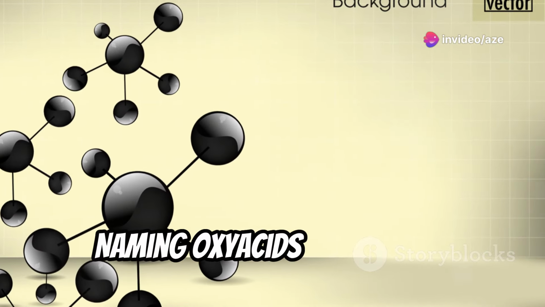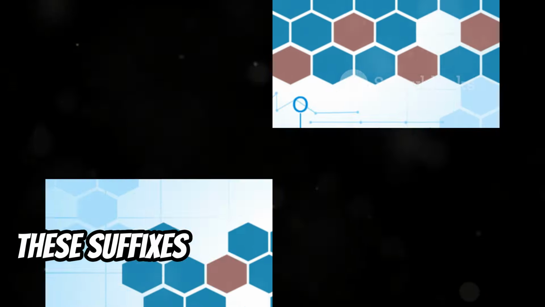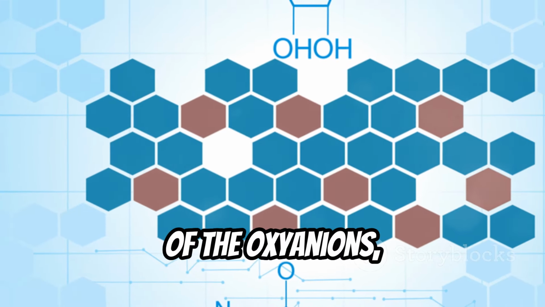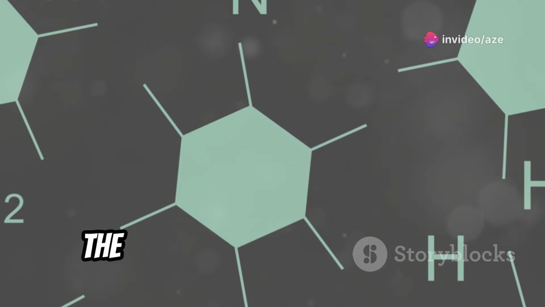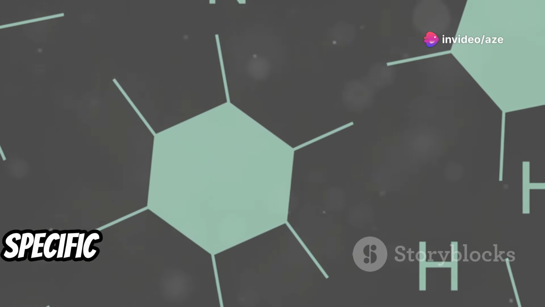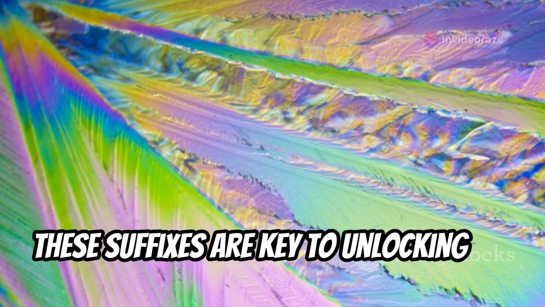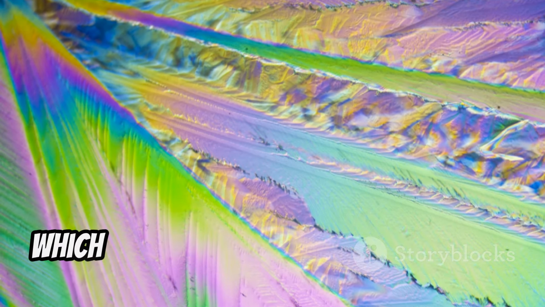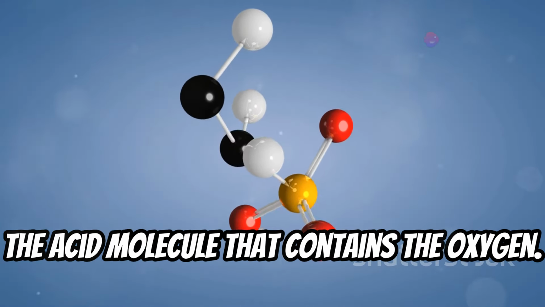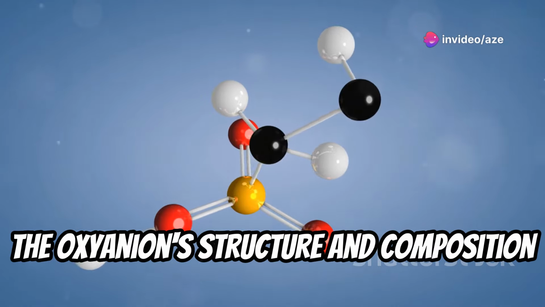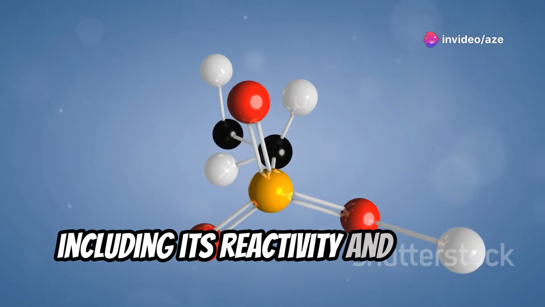Naming oxyacids is all about understanding the ite and ate suffixes. These suffixes are derived from the names of the oxyanions, which are the negatively charged ions that contain oxygen. The suffixes help us identify the specific type of oxyacid we are dealing with. These suffixes are key to unlocking the secrets of the oxyanion, which is the negatively charged part of the acid molecule that contains the oxygen. The oxyanion structure and composition determine the properties of the oxyacid, including its reactivity and acidity.